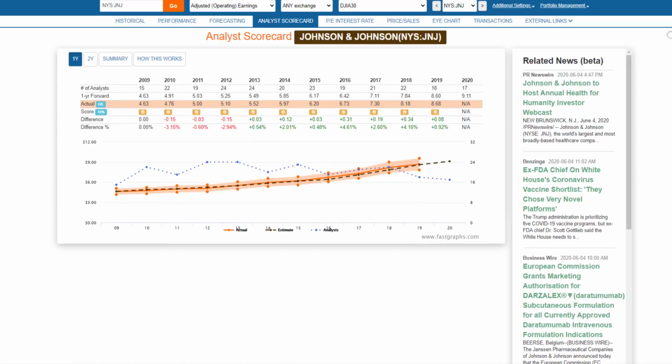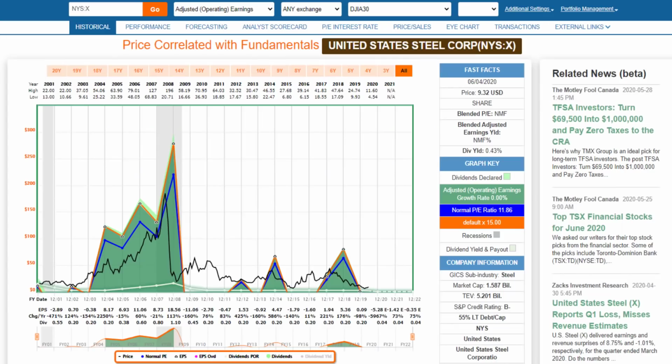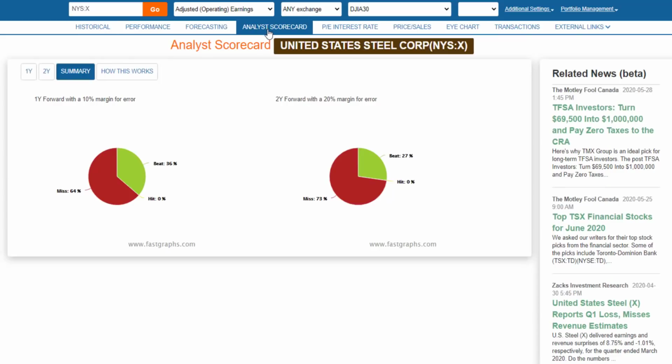Now, if you get a company that's very difficult to analyze, you're going to see a different record. Let's take a look at U.S. Steel. You can see their earnings have been all over the place. They have these periods where coming into the Great Recession, their earnings were screaming to the top. Then they went into negative earnings growth, and obviously it's very, very difficult. So when you see the analyst scorecard for U.S. Steel, analysts missed the estimates 64% of the time on the 1 year, 73% on the 2 year.